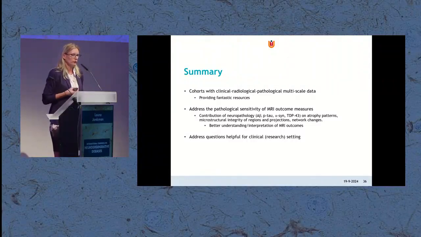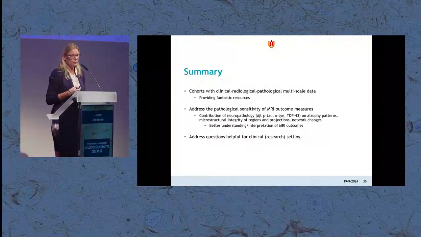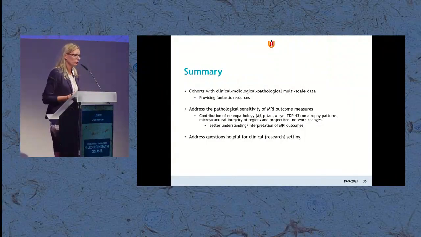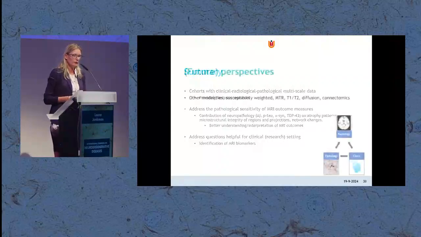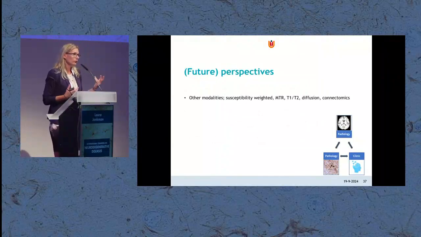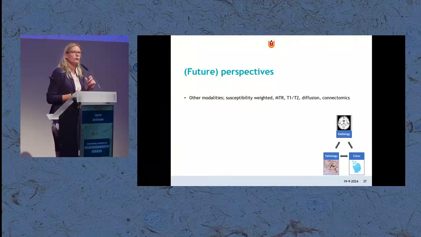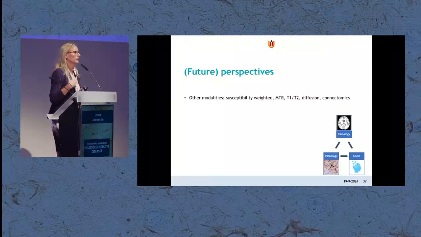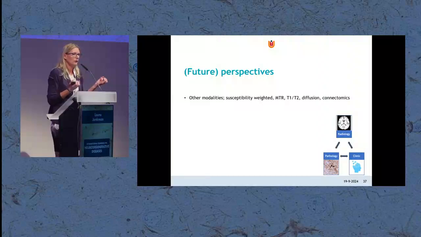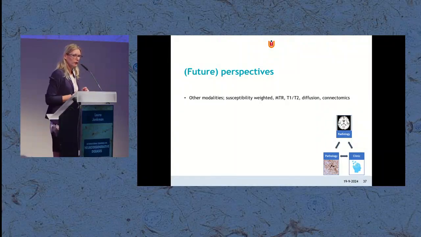This kind of knowledge is very important to address clinical questions and in the clinical research setting, for instance, towards the identification of neuroimaging biomarkers. There are some future perspectives on this. For one, on the MRI side, we're very interested in other modalities rather than just atrophy or diffusion, but also T1, T2 ratio, look at iron or myelin or other markers related to that.